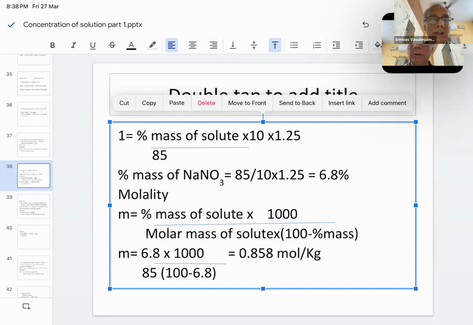So I want to find out the molality here. Molality is percentage mass by molecular mass into 1000 by 100 minus percentage mass. Now percentage mass is known to be 6.8. Molecular mass is given 85. So 6.8 by 85 into 1000 by 100 minus 6.8. That comes to 0.858 mole per kilogram. Just by using the formula, substituting it. First I found out the percentage mass using the molarity. Then using the percentage mass, I'm finding out the molality here.